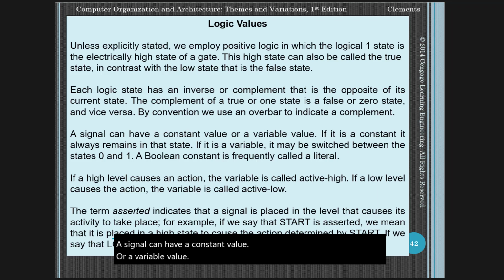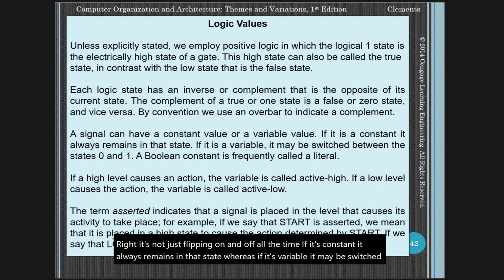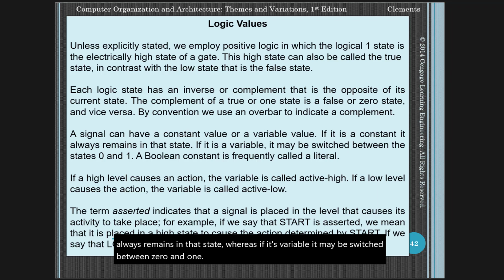A signal can have a constant value or a variable value, right? It's not just flipping on and off all the time. If it's constant, it always remains in that state. Whereas if it's variable, it may be switched between 0 and 1.